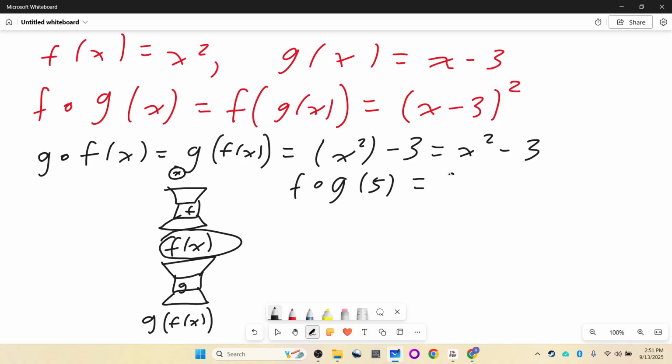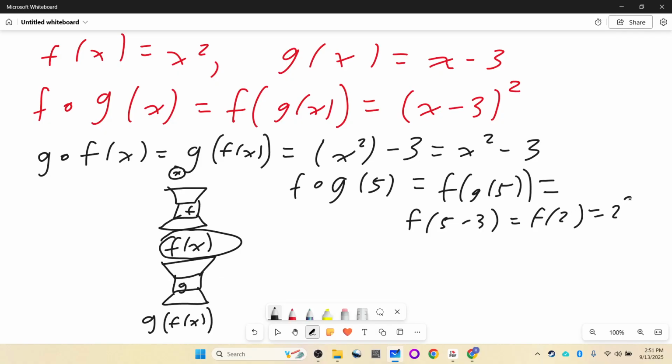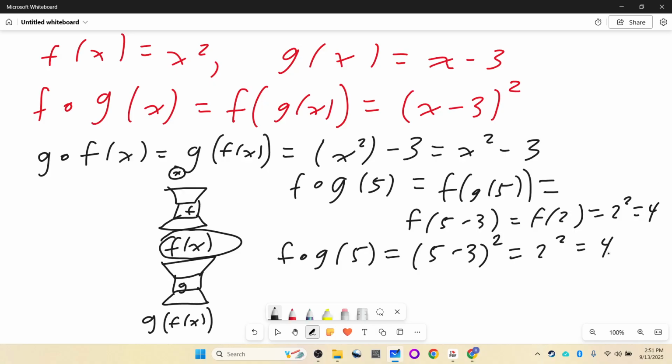Well, that is the same as f of g of 5. And I look at g of x is x minus 3, so that's f of 5 minus 3, which is f of 2. Becomes 2 squared, or 4. Now, did I need to do that? No, I could have used this combined function right from the beginning. f of g of 5 would be 5 minus 3 squared, which is 2 squared is 4. It's the same thing. It's just a matter of how you choose to write it.